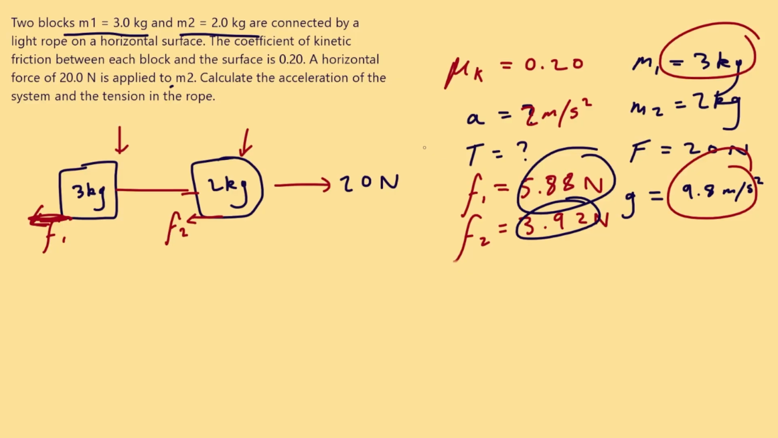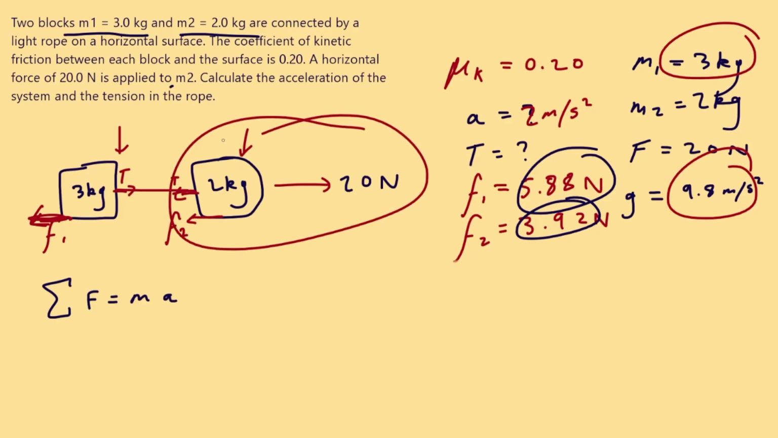After we find acceleration, we are able to find tension. Now let's solve for tension. Using Newton's second law, we can list out the net forces acting on whatever block we want, because again, tension is the same for both of the blocks. So let's choose the second mass.